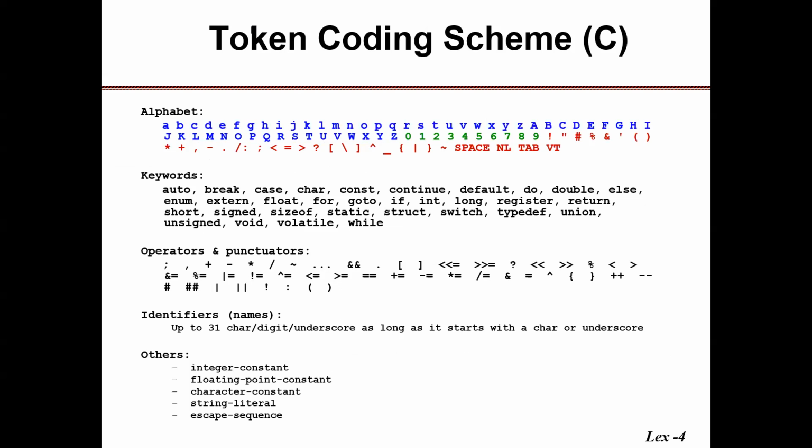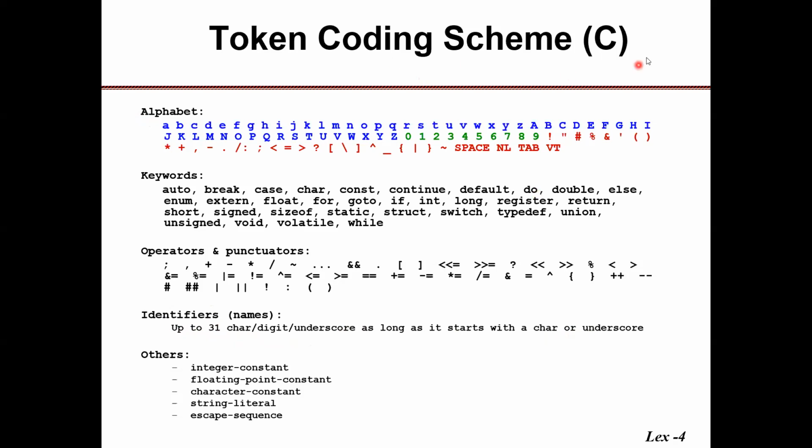We're reading the source code, we're generating tokens, and now we talked about these 3 tools that we can build these rules with. So we're going to build a bunch of rules. What can we accept and classify things as? Well, we talked about the identifiers up to here. And notice the definition of identifiers, which are names, is up to 31 combinations of characters, digits, and underscores, as long as it starts with a char or underscore.